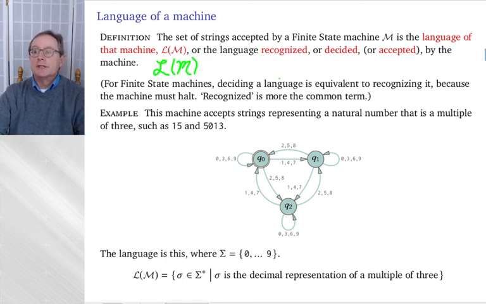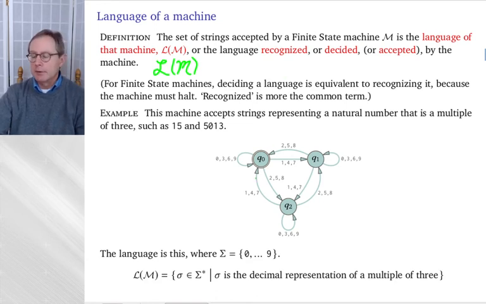For finite state machines, we talked about this with languages, the difference between deciding and recognizing. Because finite state machines always halt, you're always going to get a decision, yes or no. So for finite state machines, deciding a language is the same as recognizing it, because the machine has to halt. But recognizing seems to me to be the more common term. Nothing wrong with deciding, but I'm going to use the more common term.